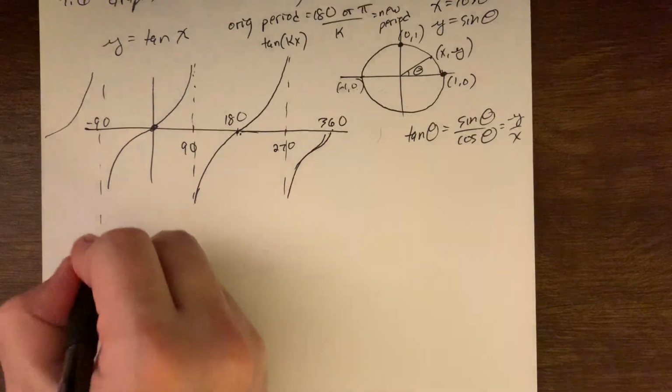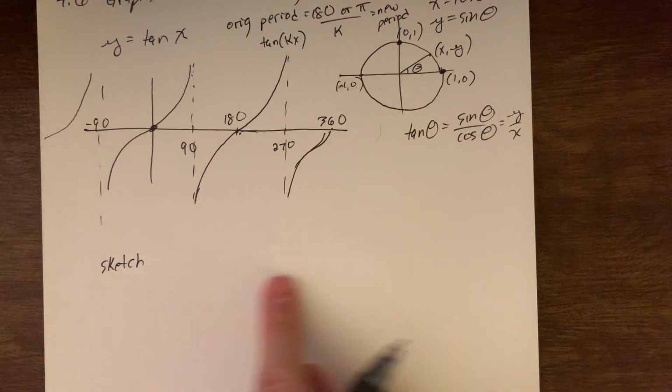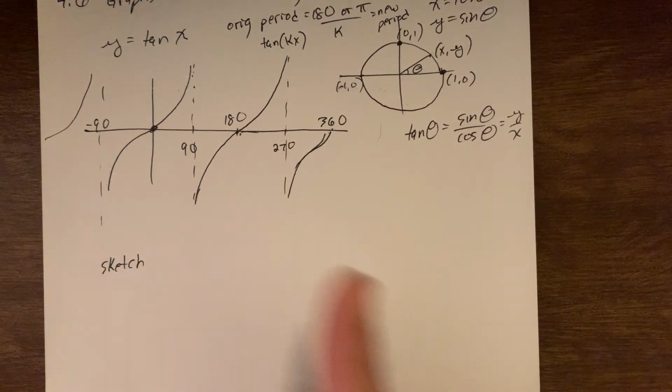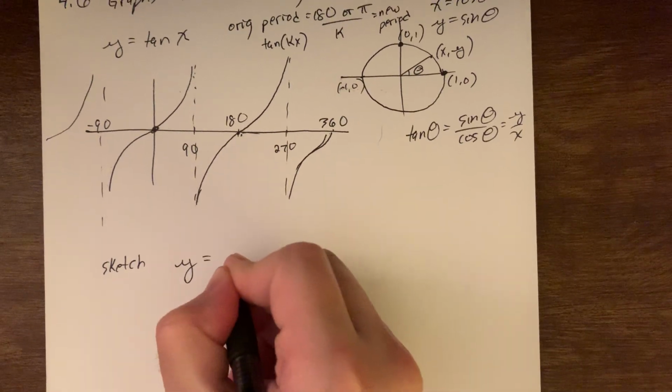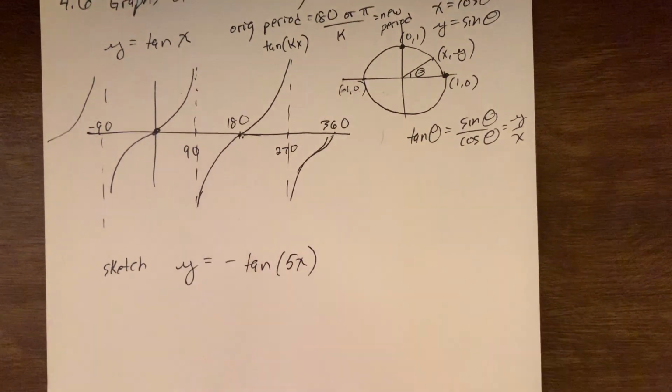So let's jump right in. Let's sketch, and same directions. I won't write it out, but just like the other one. Let's sketch, let's label everything for one cycle, and sketch at least 2 total cycles. And let's sketch y equals negative tangent of 5x.